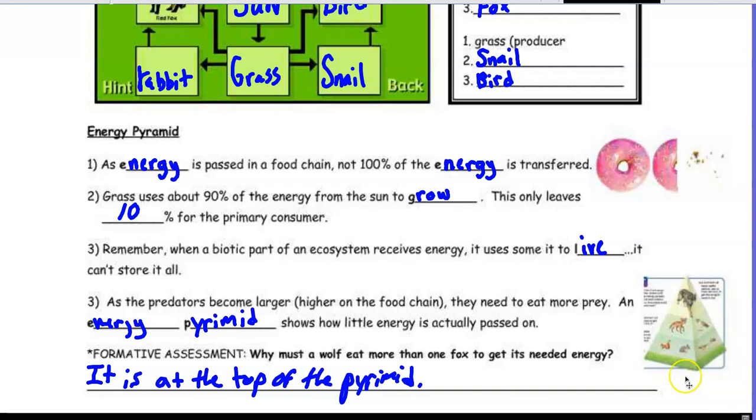That wraps up our lessons on food chains, food webs, habitats, energy, and ecosystems. Hope you learned something.